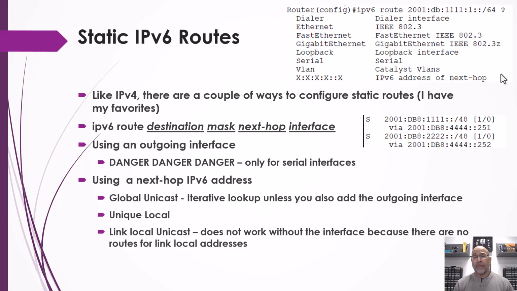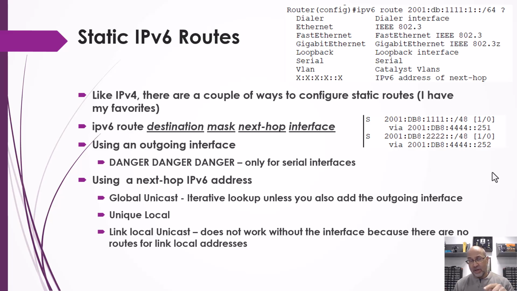So when we do an example like this, where we see that I want to get to the 1111 network and I'm going to go via 4444.251, the first question is, all right, how do I get to this destination network, the 1111? And you say, oh, I've got a forwarding router's IP address. And then the next question is, do you know how to get to that forwarding router's IP address? So that's the iterative lookup in the routing table.